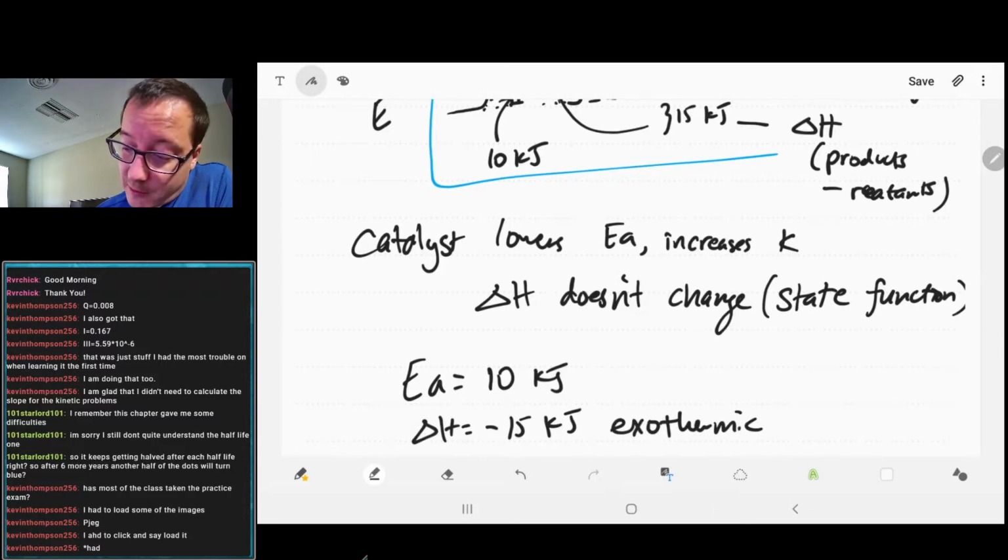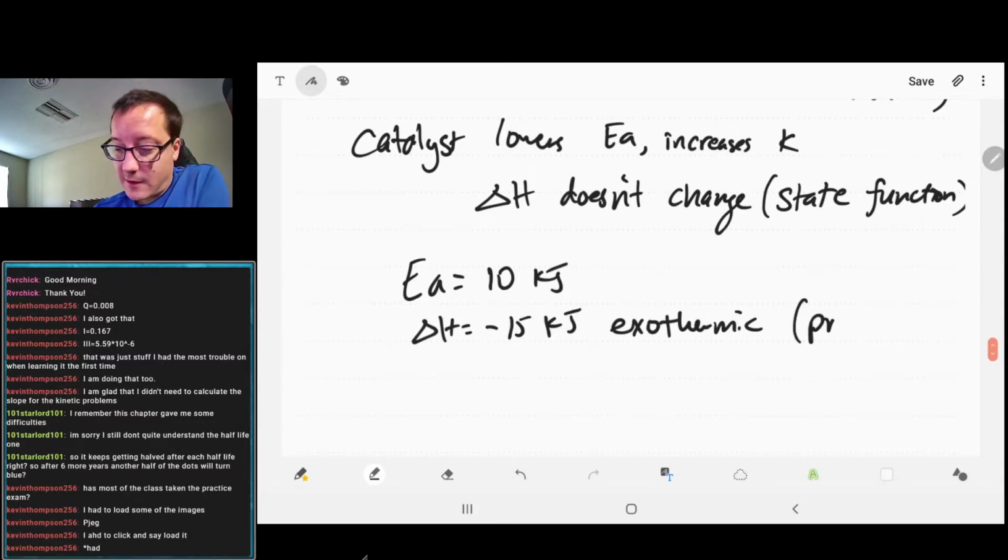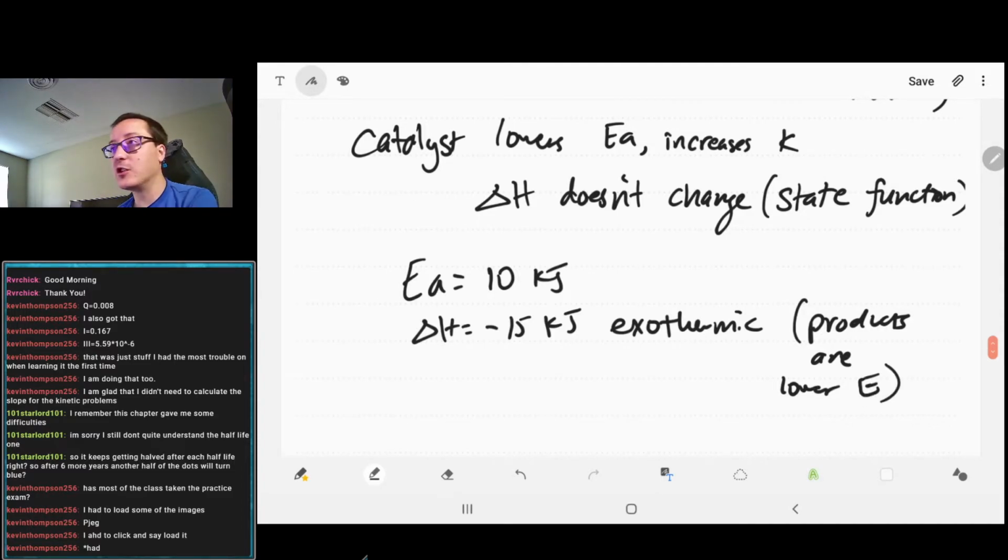We can tell from the graph that it's exothermic because products are lower energy. So we have lost energy through this reaction. And so the answer choice we're looking for is the one that has these two values. So 10 kilojoules as well as negative 15 kilojoules. And so that's what we're looking for there. So that's another kinetics one, I suppose, reading those diagrams. There's a lot of those diagrams if you haven't been able to tell.